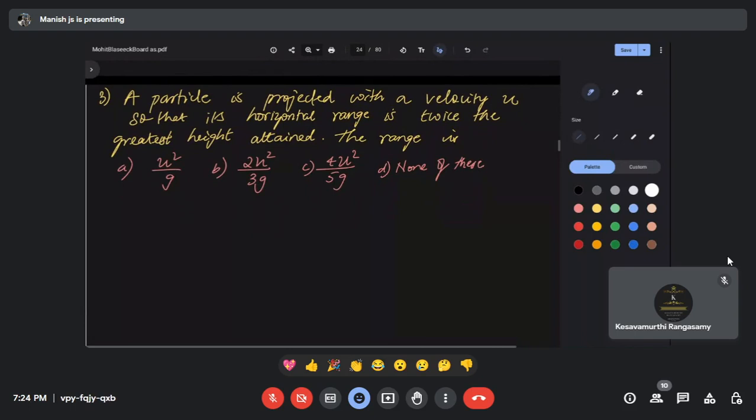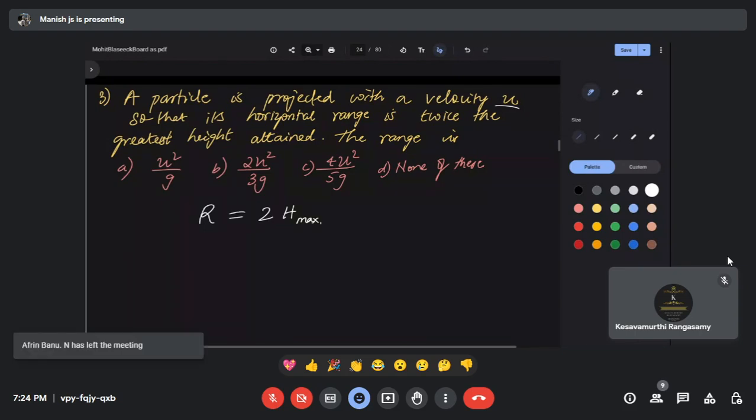They have mentioned that it is projected with a velocity u, that is okay, so that its horizontal range is twice the greatest height attained. So what does that mean? It means the range is equal to 2 times h max. Yes or no? Isn't this the relationship? Right? So use this relationship.